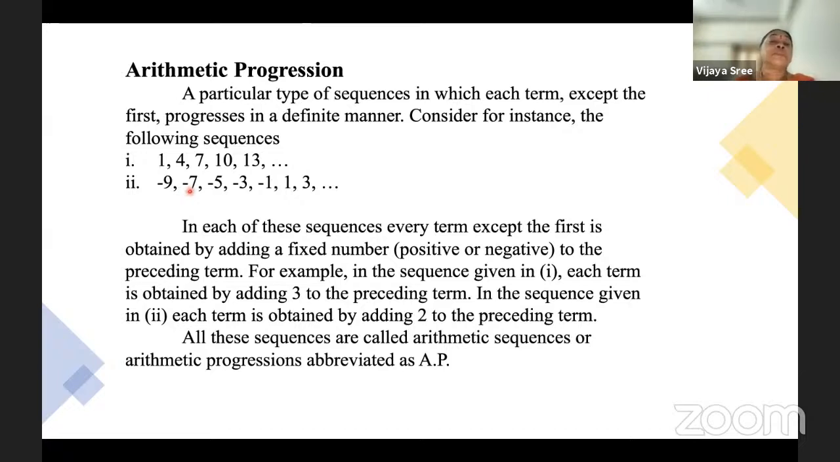Minus 7 plus 2, you get minus 5. Minus 5 plus 2, we get minus 3. Minus 3 plus 2, we get minus 1. Minus 1 plus 2, we get 1. 1 plus 2, we get 3. What is the next one? 3 plus 2, that is 5. 5 plus 2, 7, and so on. So all these sequences are called arithmetic sequences or arithmetic progressions, abbreviated as AP.